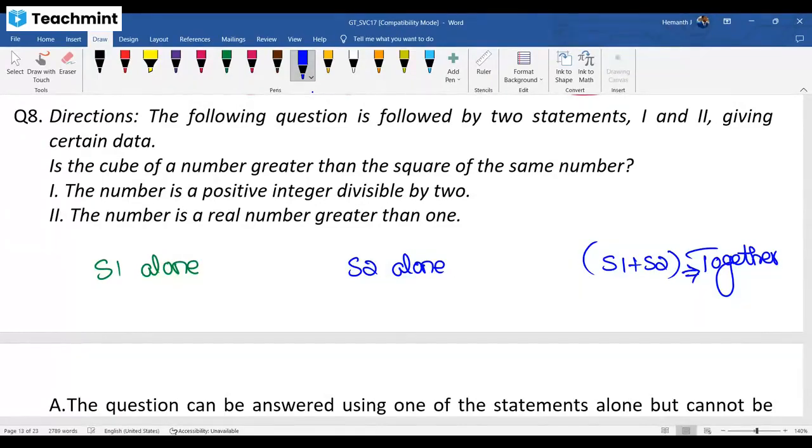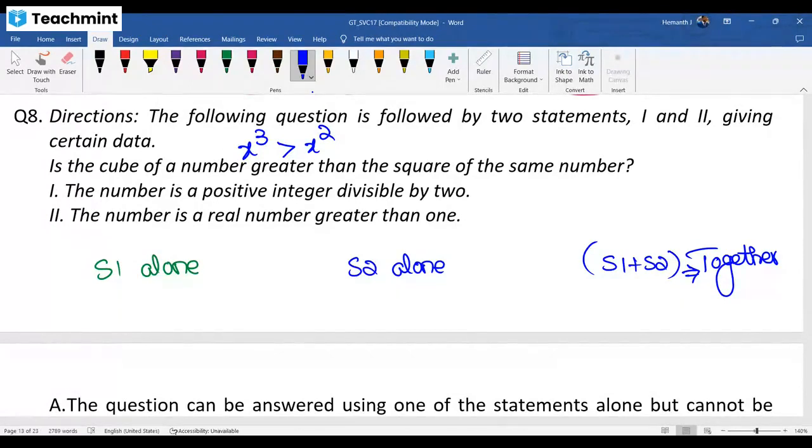Right, first alone you try. Can you answer that question? What they said: is the cube of a number greater than the square of the same number? Is x cube greater than x square? To give the answer, which statement is correct?